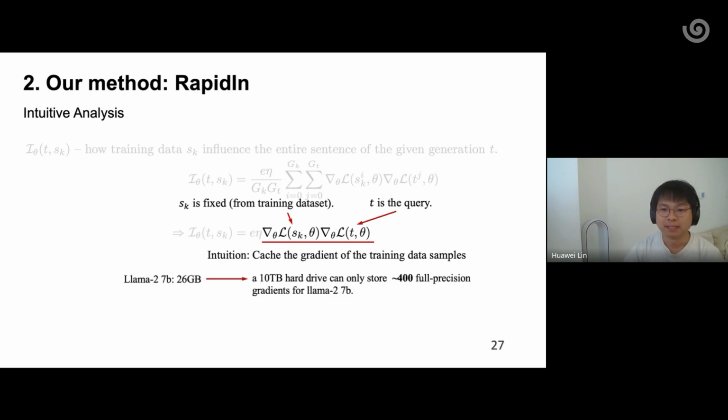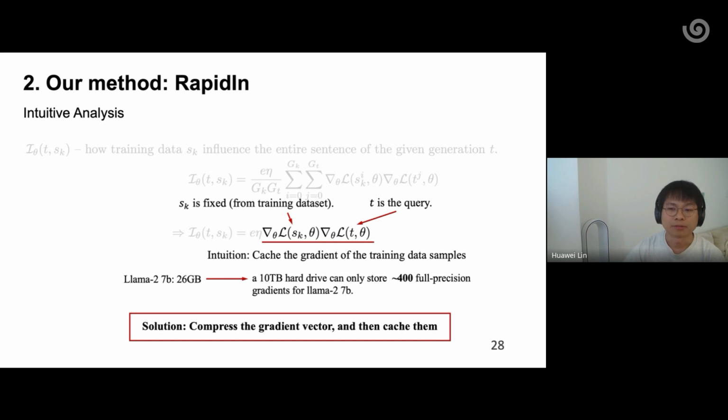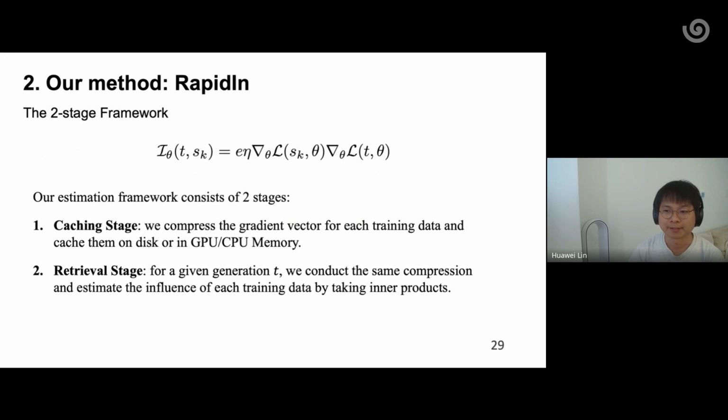However, Llama 2 7 billion is about 26 gigabytes. So now it's a very important thing. Please remember that a 10 terabyte hard drive can only store about 400 full precision gradients for Llama 2 7 billion. So it's very large. It's far from enough for a large language model, because we have a massive training data set. So our solution is to compress the gradient vector and then cache them on disk or in CPU and GPU memory.